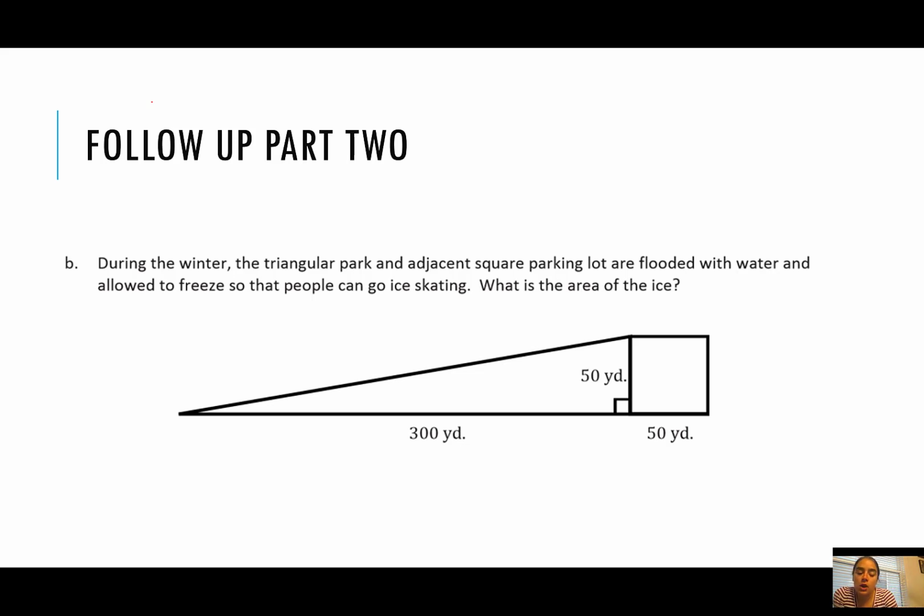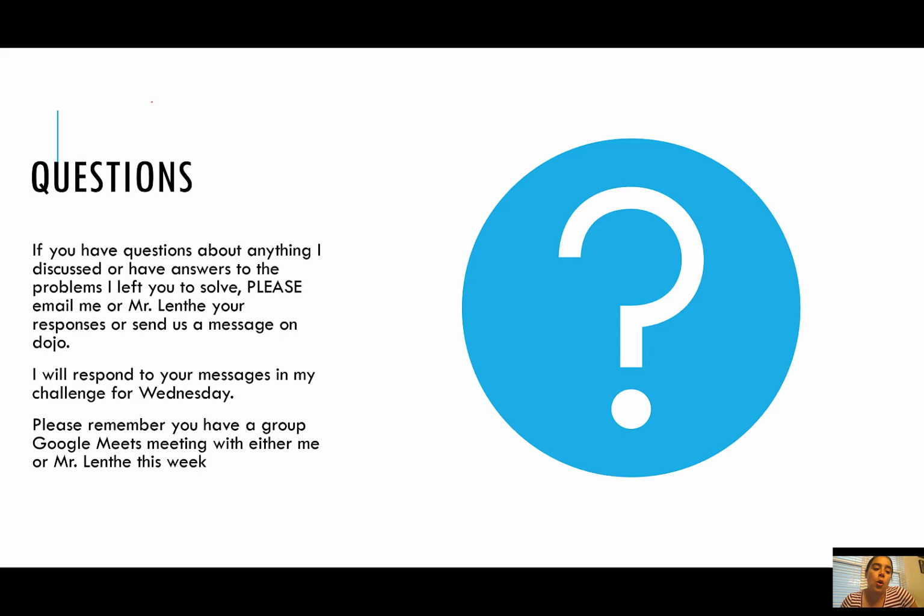The second part, during the winter, the triangular park and adjacent square parking lot are flooded with water and allowed to freeze so that people can go ice skating. What is the area of the ice? So it's the whole shape is now going to be flooded and it's irregular. It has a square plus the triangle.